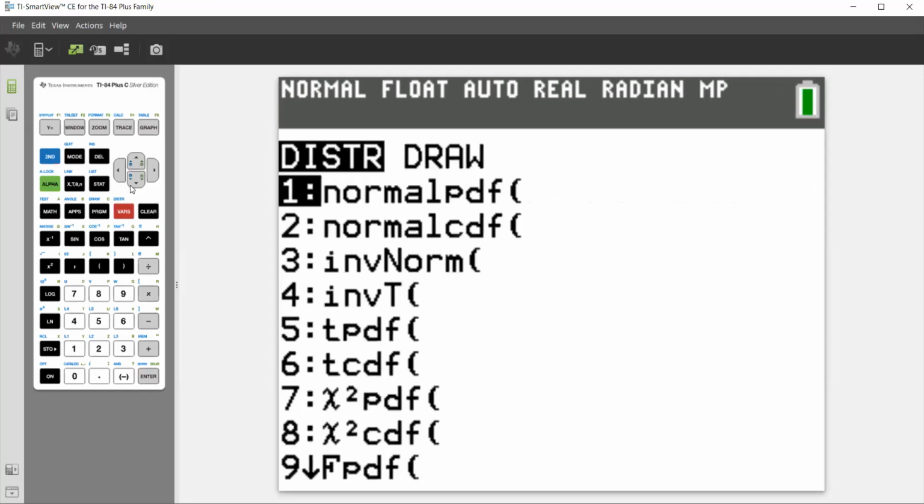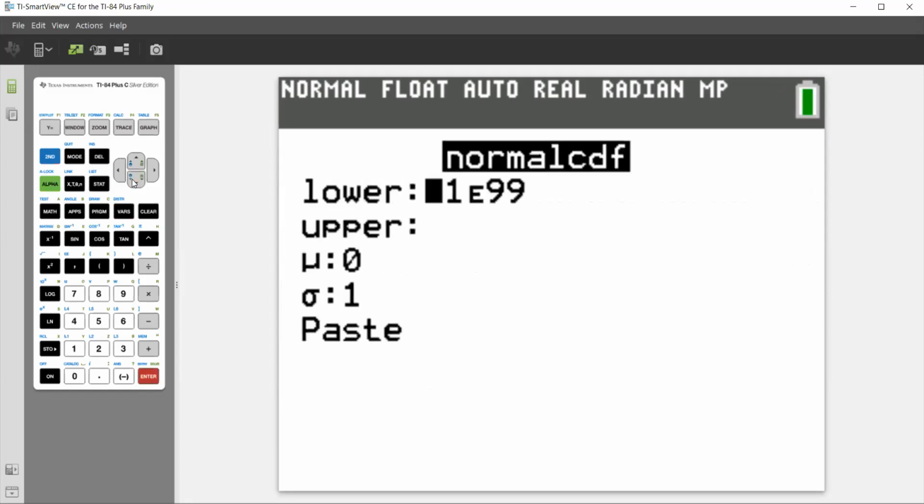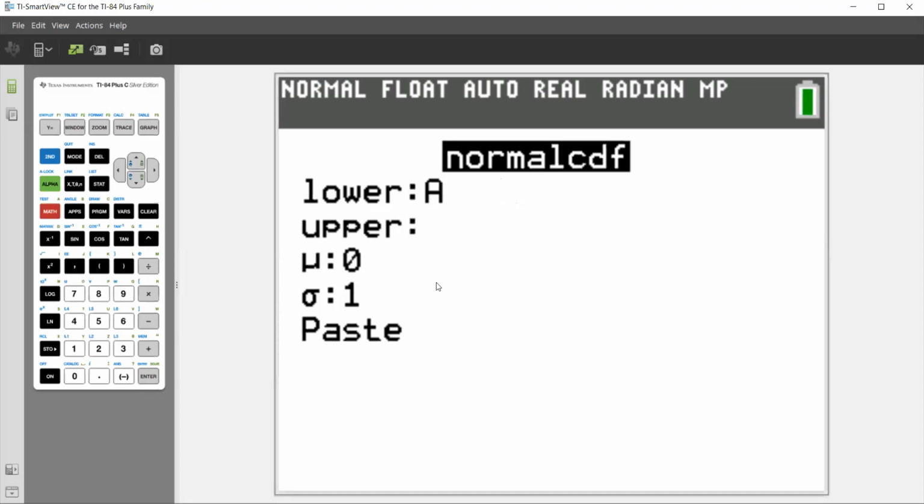There we go. Scroll down to normal CDF. Now remember, those with the 83 calculators, you'll have an open parentheses, and then you have to put these 4 numbers in with commas in between. Now remember, when we're finding an area to the right, the lower endpoint will be, in this case, that 2.2, but we know we stored it in alpha A. So we can simply type in alpha A here, and that's our lower endpoint.